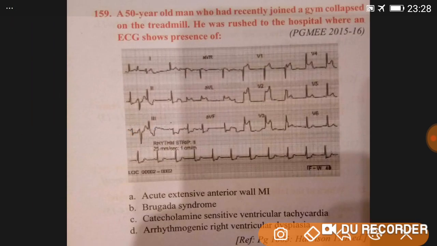A 50-year-old male who had recently joined a gym collapsed on the treadmill. He was rushed to the hospital where an ECG shows the presence of changes in V2, V3, and in aVL, in first lead. So this indicates mainly what guys? Acute extensive anterior wall MI.